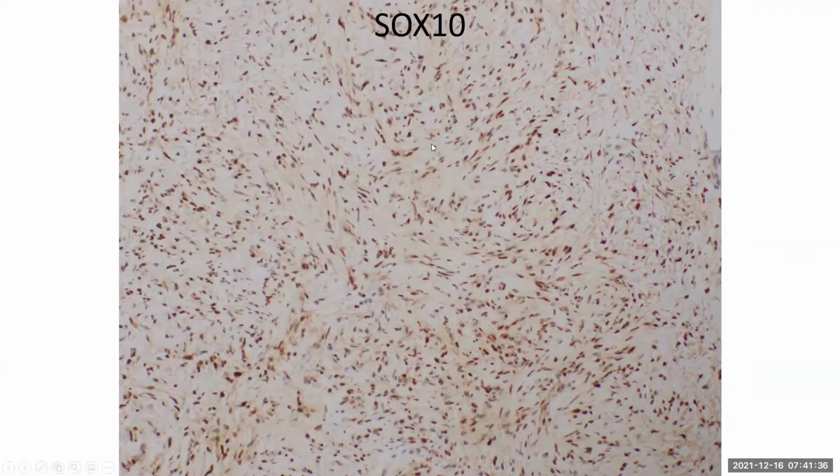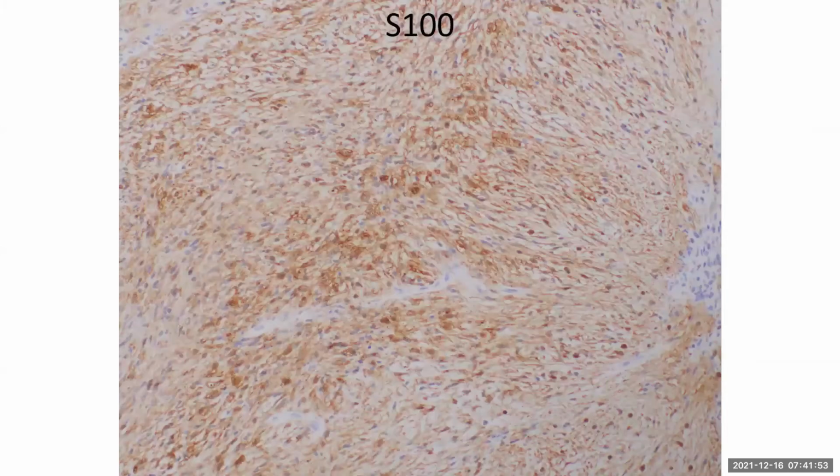The tumor is diffusely positive for SOX10. So SOX10 is a transcription factor of all tissue that are derived from the neural crest. It doesn't tell us it's a schwannoma or neurofibroma, but it tells us it is of neural origin. S100 tells us it is of neural origin as well, and it is positive.